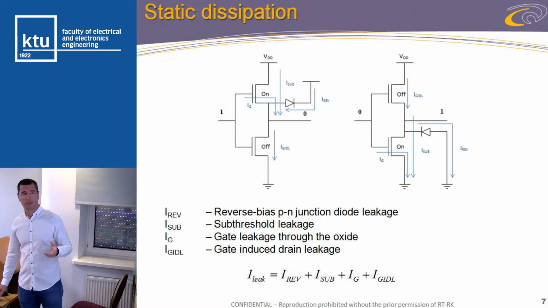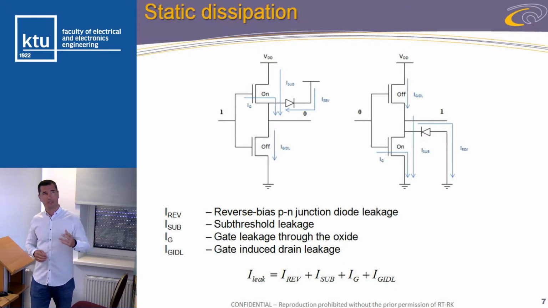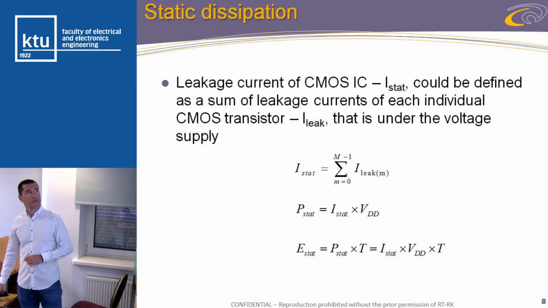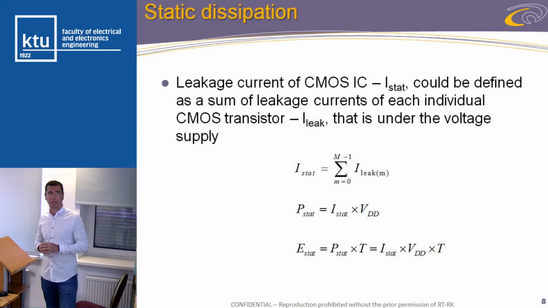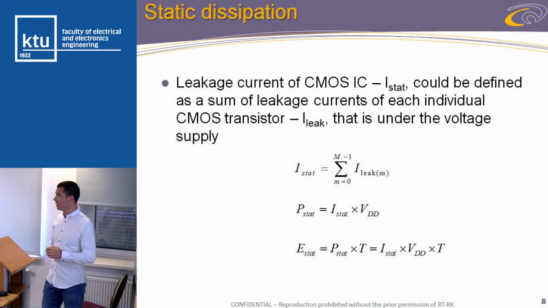On this slide we can see the main components of leakage current represented on a CMOS inverter. There are four components that build the leakage current, which is the main reason for static dissipation. We can define the leakage current of CMOS integrated circuits as the sum of leakage currents of each individual CMOS transistor under the supply voltage, and therefore we can also define static power dissipation, as well as the energy dissipated during one clock cycle.